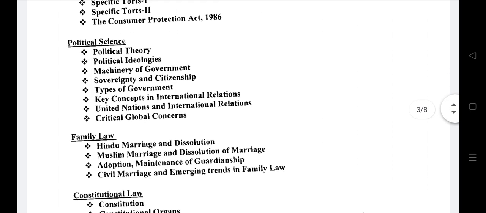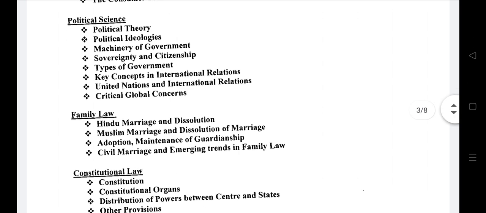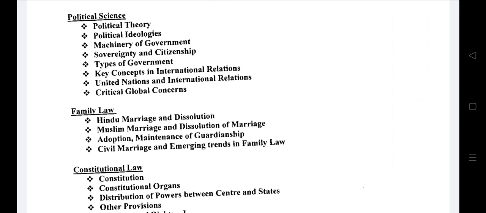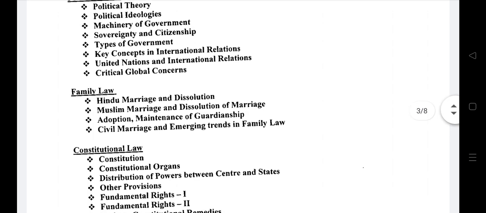Now family law, you have to cover Hindu marriage and dissolution, Muslim marriage and dissolution, adoption, maintenance of guardianship, civil marriage and emerging trends in family law. So you have to cover Hindu law and Muslim law, marriage, dissolution in both the Hindu and Muslim law, adoption, maintenance of guardianship both Hindu and Muslim law, civil marriage and emerging trends in family law.